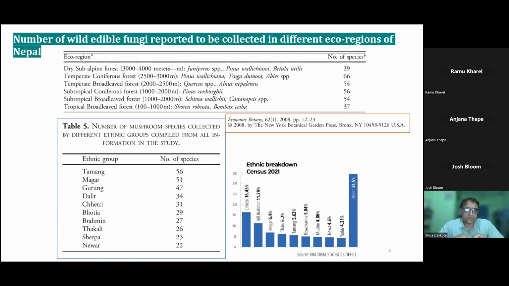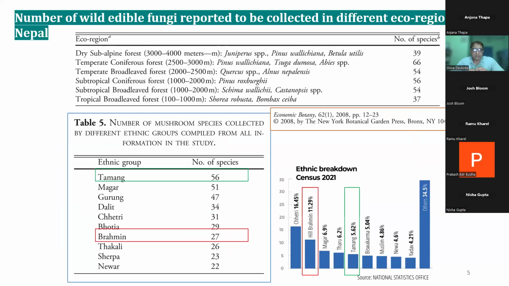And if we look, because we are talking about mushroom poisoning, if we look to the mycophilic communities, mushroom loving communities, mainly Tamang, Magar, Gurung, Dalit, Chetri, Bhotia, and Thakali, Sherpa, Newar. These are supposed to be mushroom loving communities. And if we look to the 2021 Nepal census, Tamang community represents only about 5.5%, and the Brahmin community represents 11%.